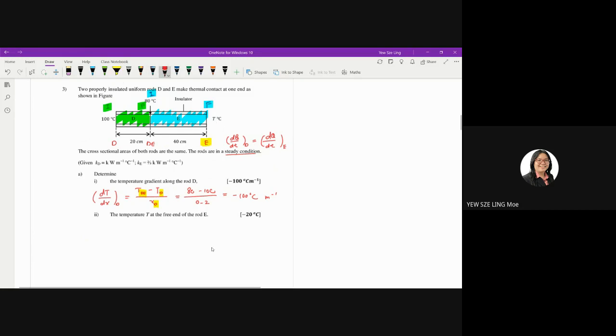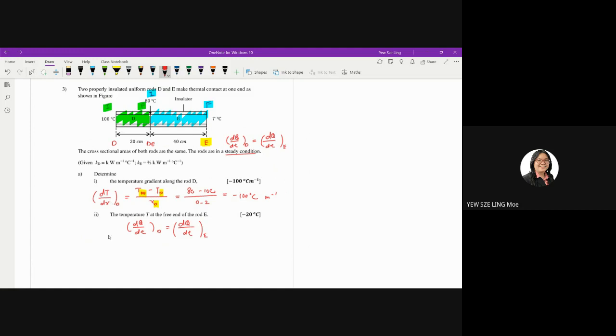So what should you do? Because the question tells you they are in a steady condition, steady state, what I do know now is that dQ/dt for D is equal to dQ/dt for E. So what am I going to do right now?